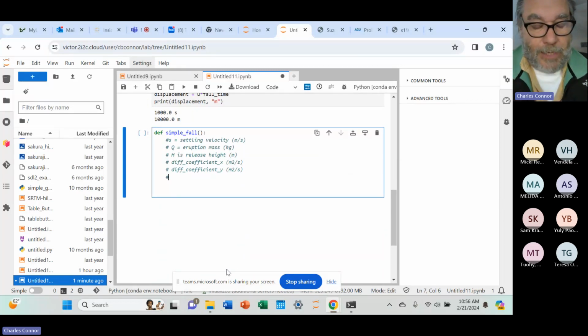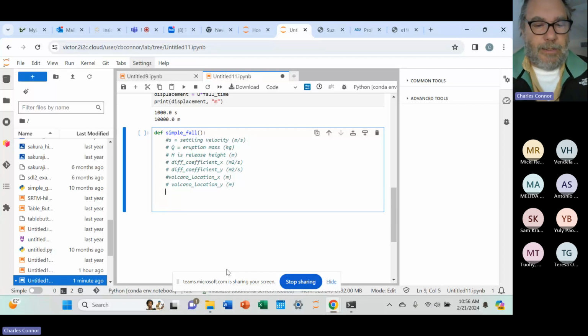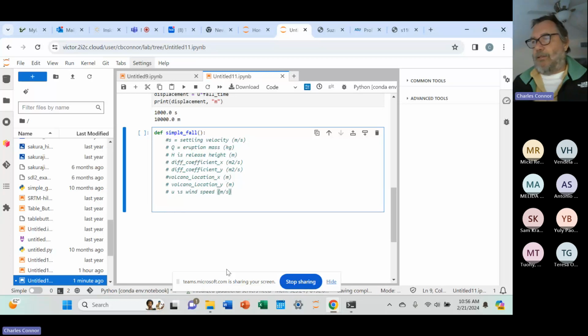Let's see, I need the volcano location in the X direction, and that's going to be in meters. I need the volcano location in the Y direction. You know, Y location, Y, and that's in meters. And I need the wind speed, right? Okay, so I need all that in my expression.